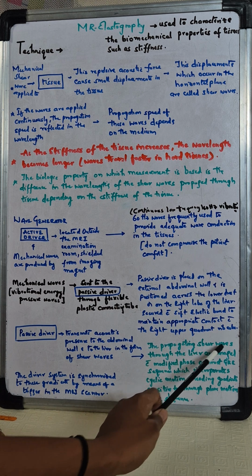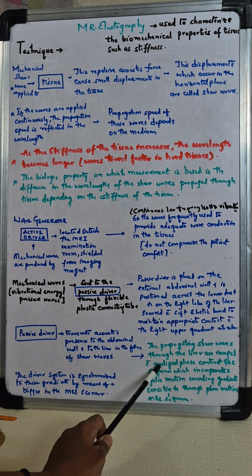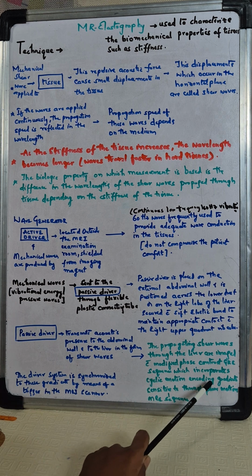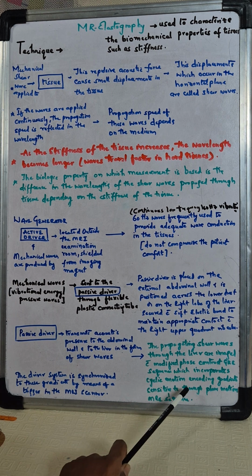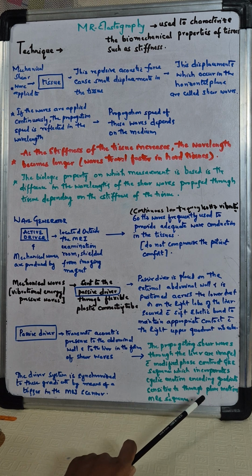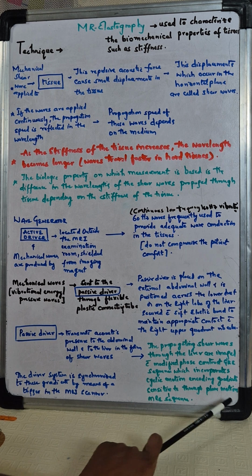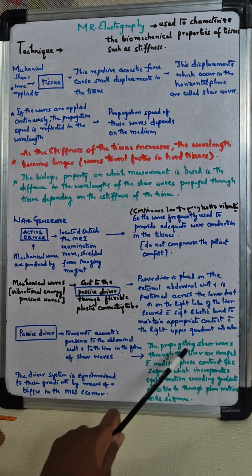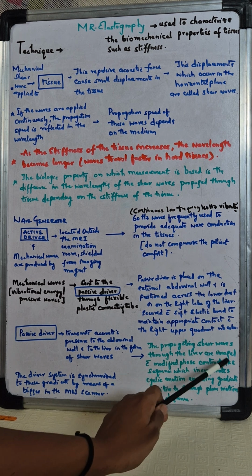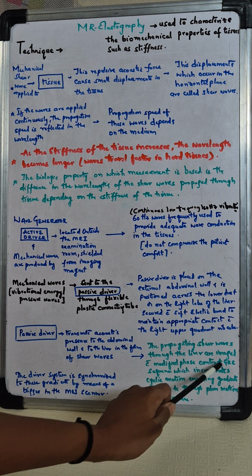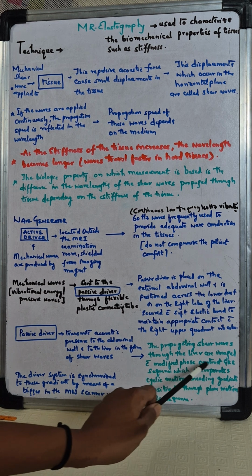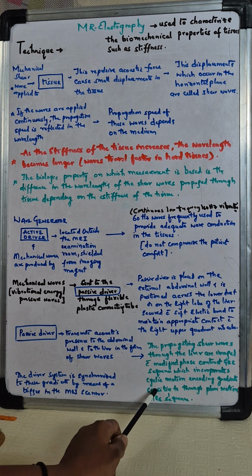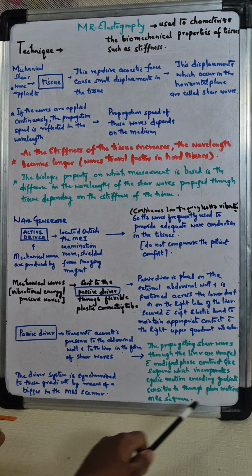The propagating shear waves through the liver are imaged with a modified phase contrast GRE sequence, which incorporates cyclic motion encoding gradients sensitive to through plane motion. This is the MRI sequence which we use.